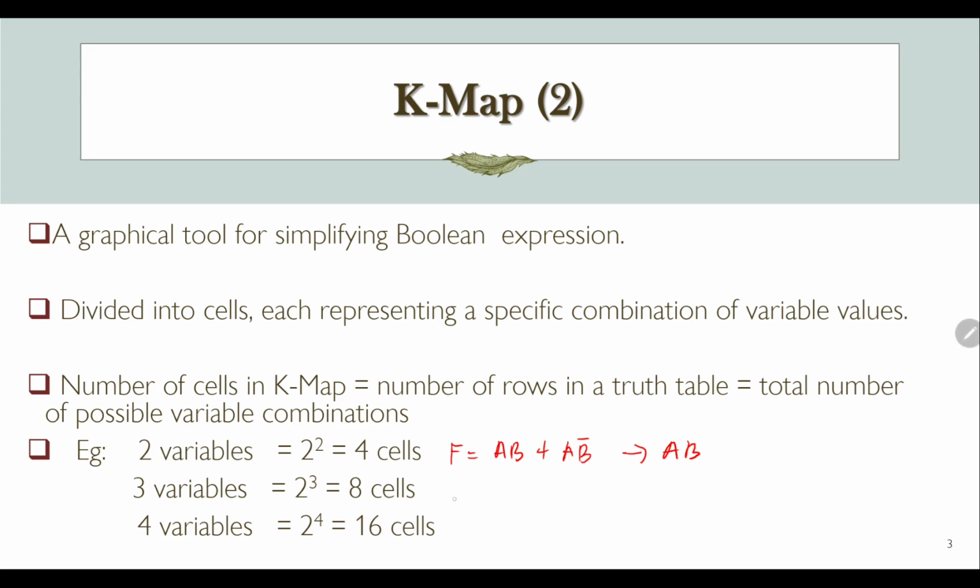For 3 variables, for example, you get f equals ABC plus ABC bar. So the variables are A, B, and C. For 3 variables, you will have 8 cells. For 4 variables, for example, you get f equals ABCD plus AB bar, A bar B bar C bar D, for example. So this is considered 4 variables, where you have A, B, C, and D.